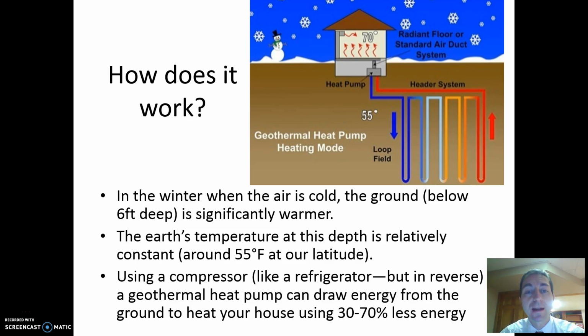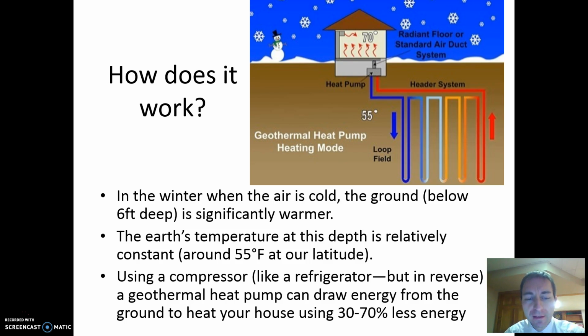55 degrees, while that's not as warm as you want your house, it's way warmer than this fluid is going to be. So it absorbs all of the heat, heats it back up to 55 degrees, and then you put it back into the house, compress it again, you warm it up to the temperature that you need, and then you blow the air off of that, and you exchange the heat. And so it uses compression and decompression and exchanging heat with the ground in order to heat your house up to a comfortable level. And this can save 30 to 70% on energy costs.